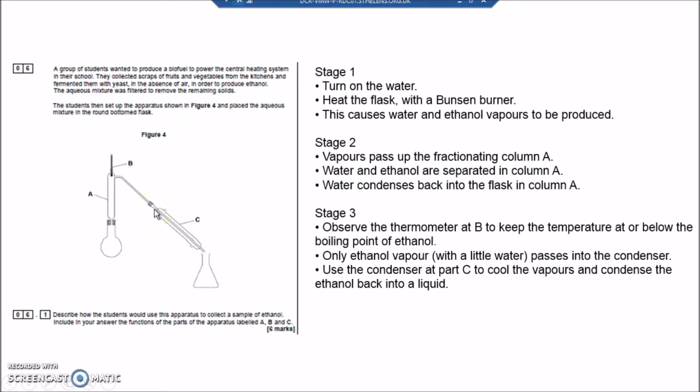So turn on the water, heat up the flask with a Bunsen burner, and cause the water and ethanol to turn to a gas. The gases pass up the fractionating column A, where water and ethanol are separated, and water condenses back into the flask. Observe the temperature and keep it at or below the boiling point of ethanol, and therefore only ethanol gas passes into the condenser. The condenser will cool the ethanol gas and condense it into a liquid.